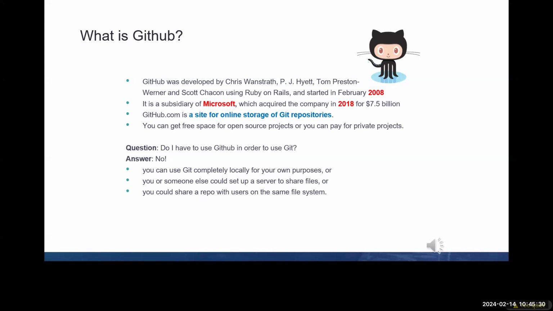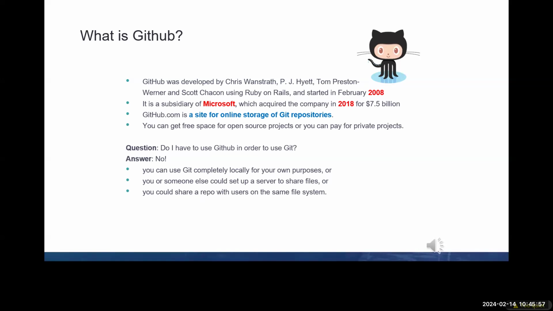So github.com is a site for online storage of Git repositories. So GitHub is a site which will store our Git repositories. You can get free space for open source projects or you can pay for private projects. Now the question is, do I have to use GitHub in order to use Git?